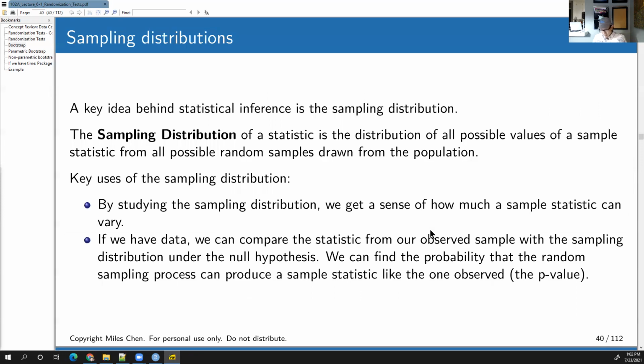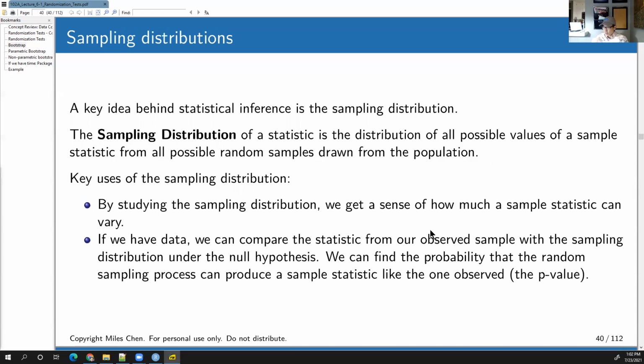Okay, so that was the randomization test. Now I'm going to introduce Bootstrap. Bootstrap is very similar to the randomization test, except we apply it to different situations.